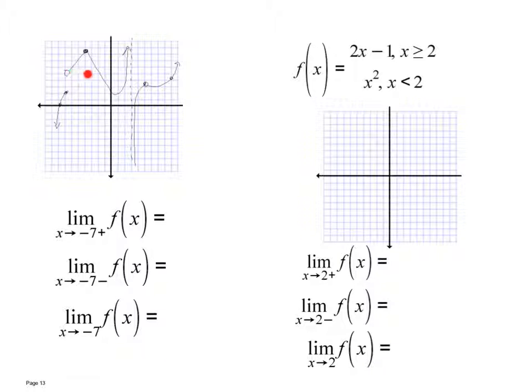Well, it looks like it's approaching right at 5. Let me make sure I counted right. 1, 2, 3, 4, 5. So I'm getting up to 5. 5. That's my limit from the right.